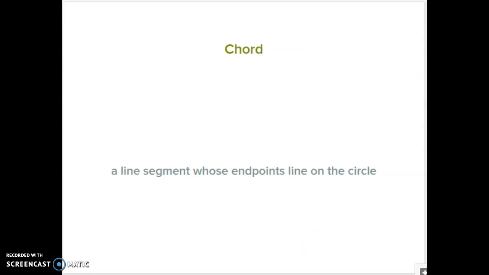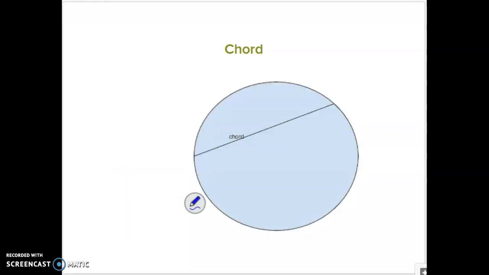Okay, next we have chord. A chord is a line segment. That is key, because we are going to talk about lines here too in a little bit. So it's a line segment, which means it stops, whose endpoints lie on the circle. That should be lie, not line. So a chord here. Typically chords do not go through the center of the circle. Typically you will see chords like this, maybe a chord like this. Notice that they stop on the edge.